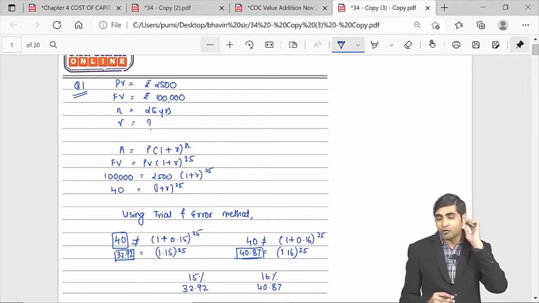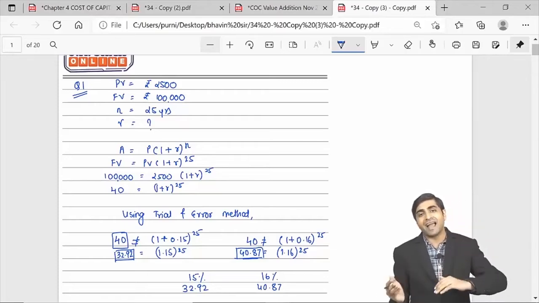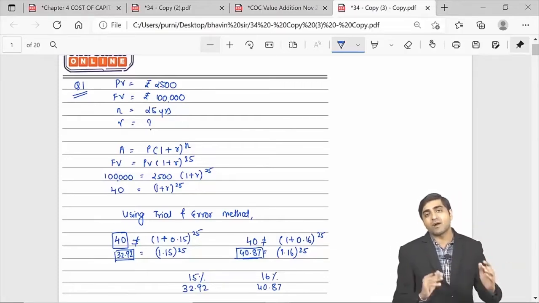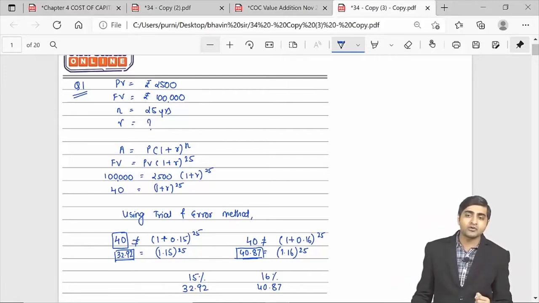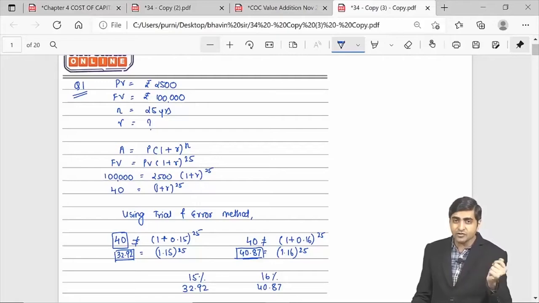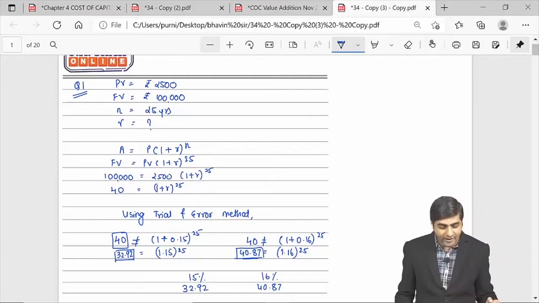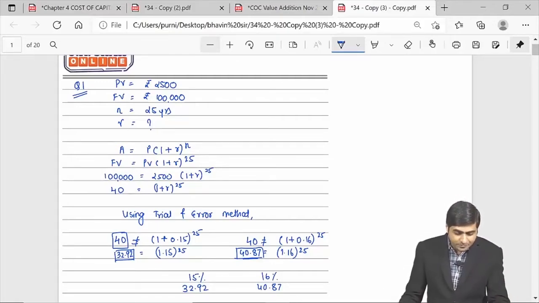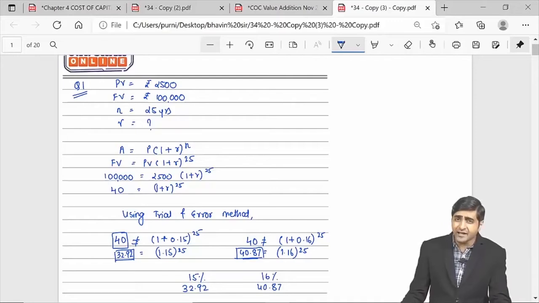So there will be only one outflow for a particular company at the end, which will be nothing but 1 lakh rupees, and the company is going to get 25,000 right now at the beginning. So that is why your present value is 25,000, your future value is 1 lakh. And then, guys, we are just going to apply the trial and error method.